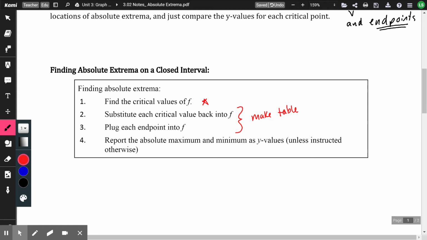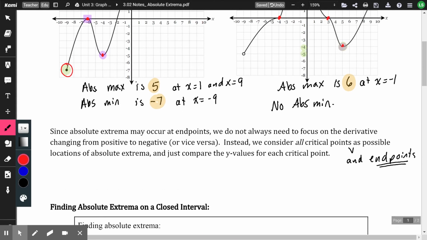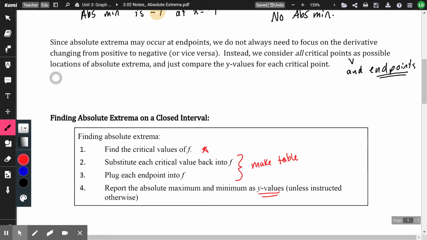Our last step is to report back the absolute minimum and maximum y values that we find. They may, in certain directions, specify where is the x value location of an absolute min or max, but typically when they're asking for an absolute extrema, they want the y values. And this is why we're going to phrase it as the absolute max is 5 at a certain location. So we're going to use that phrasing anytime we report back our results.